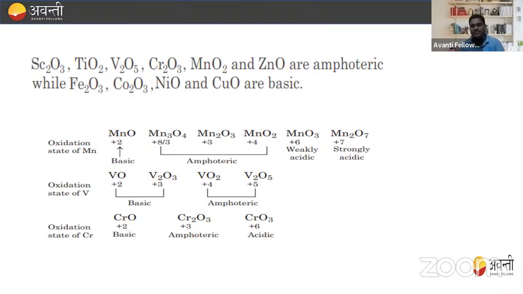So let's see which one is basic and which one is acidic in nature. The oxidation state of manganese in MnO is +2, which is basic in nature. Similarly, Mn3O4, with oxidation state 8/3, is amphoteric. MnO3 is weakly acidic. So this is how we can learn the oxidation states of manganese: +2, 8/3, +3, +4, +6, +7. They show weakly acidic and strongly acidic character because their oxidation state is very, very high. Similarly for the oxidation states of vanadium and chromium.